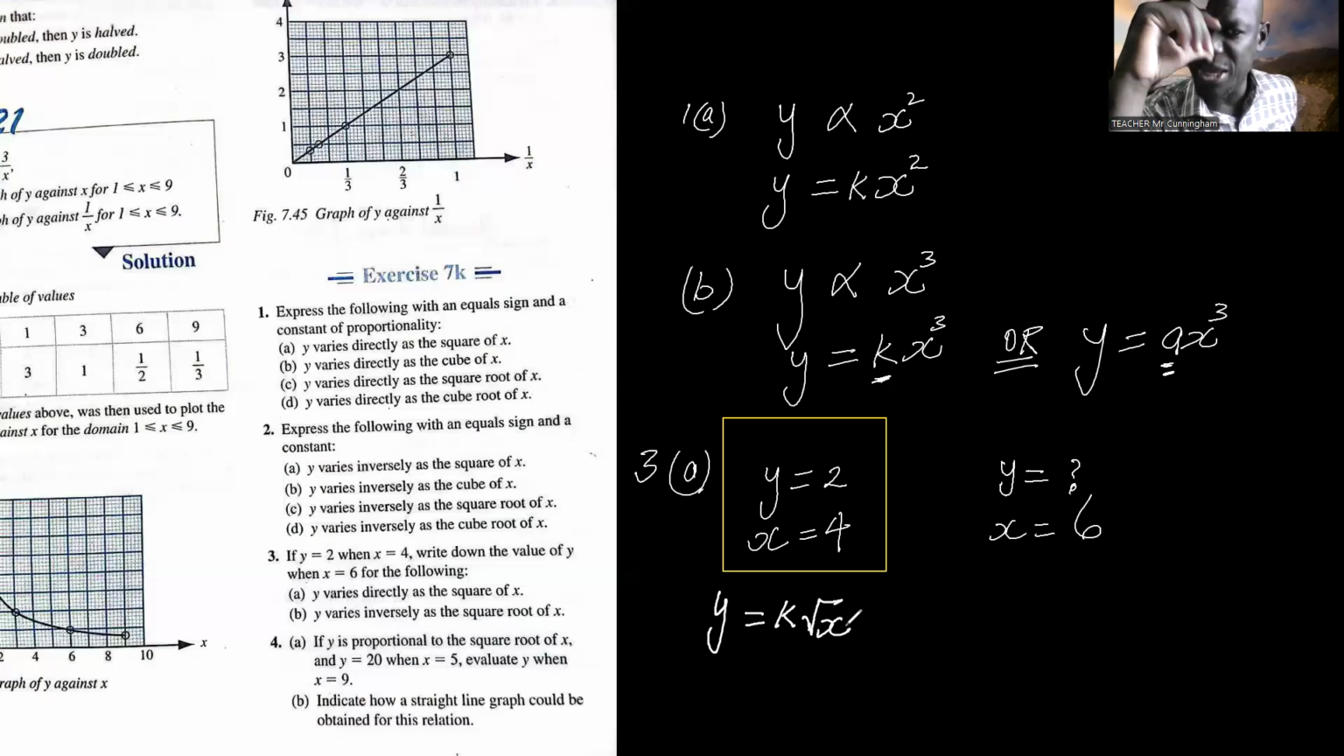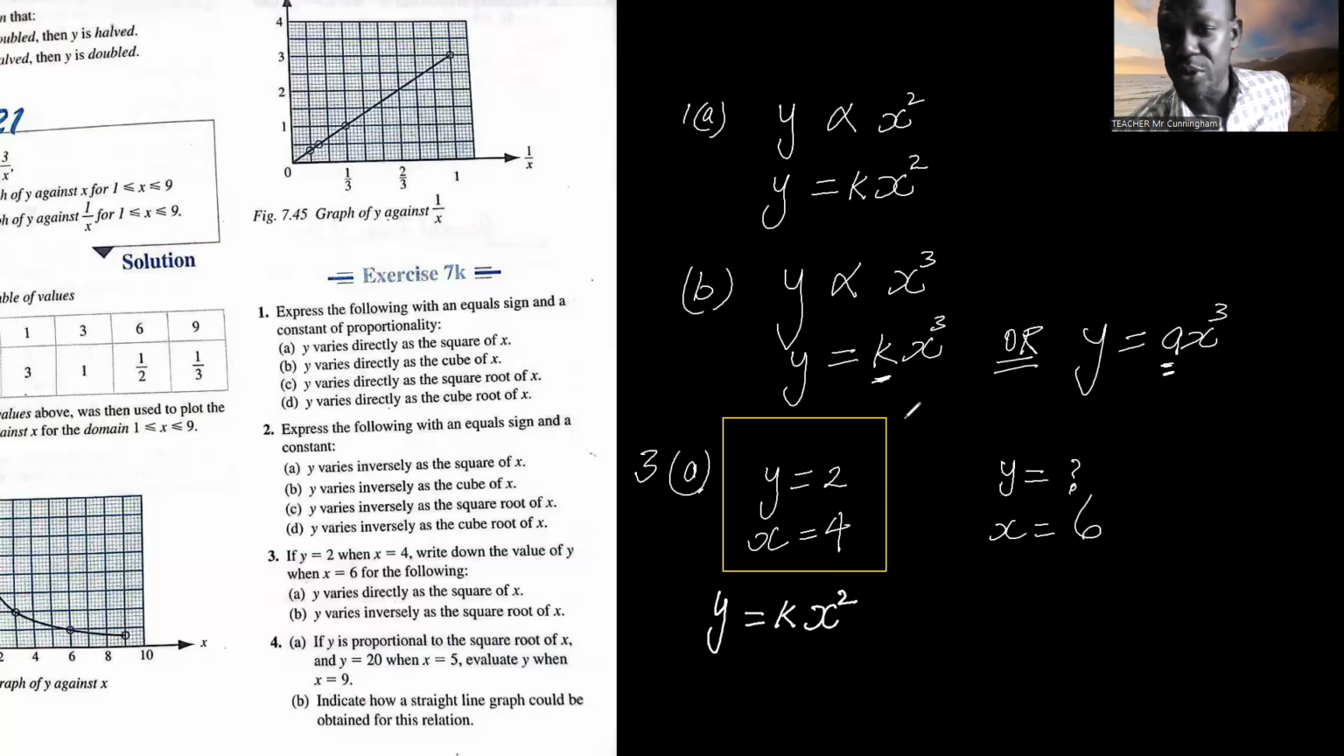Here's number 3a. So y varies directly as the square. Sorry, I put the square root sign instead of square, as the square of x. Is that okay, Antonio? Yes, sir. All right. Everybody okay with what I have? Yes, sir. Tyrese? Yes, sir. All right.